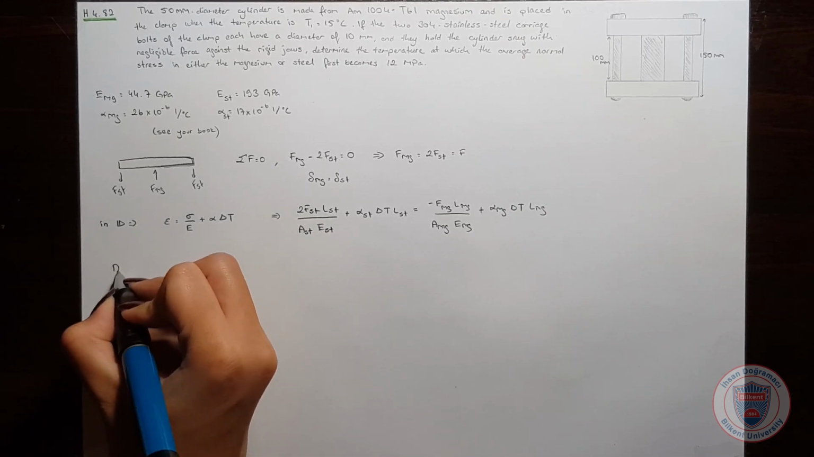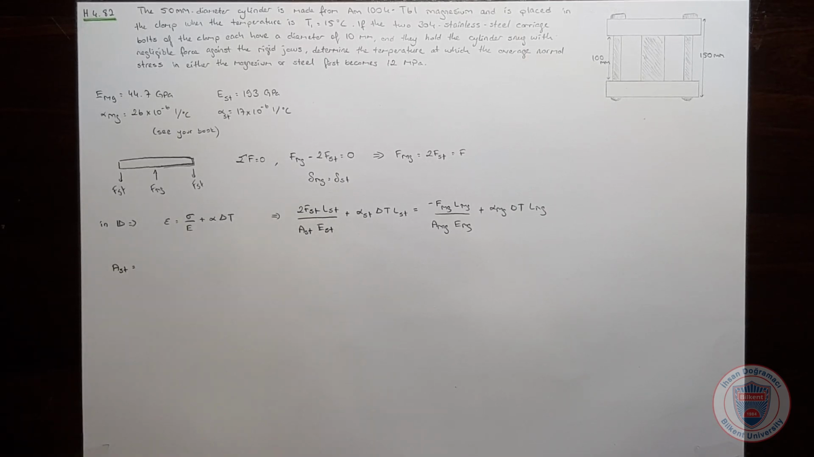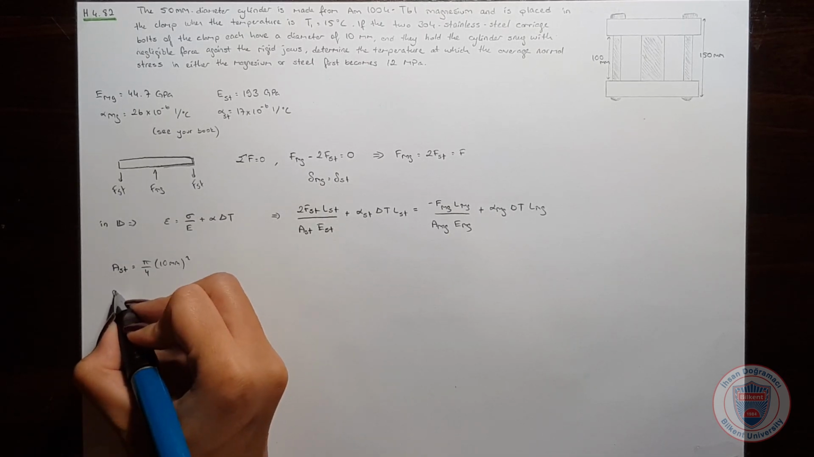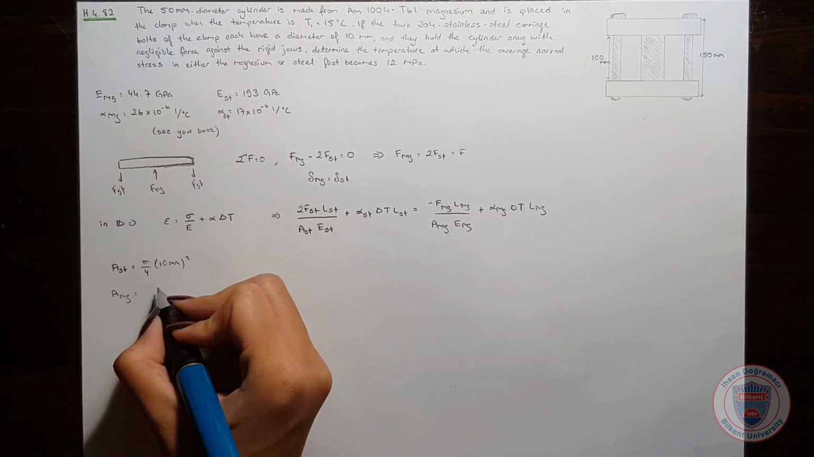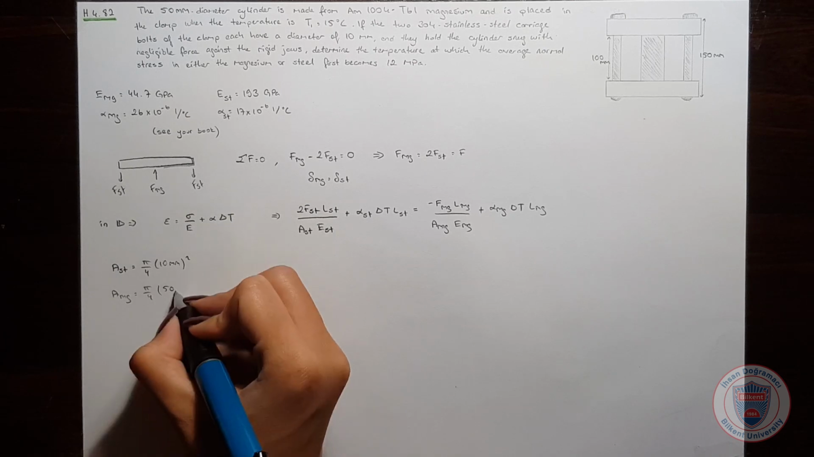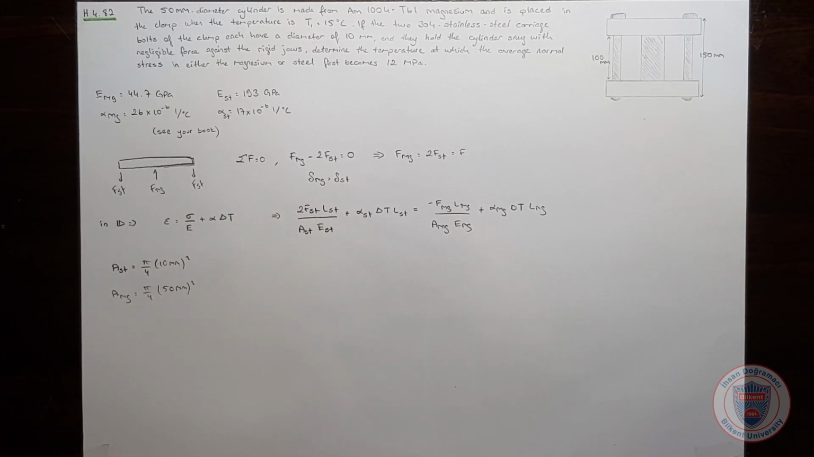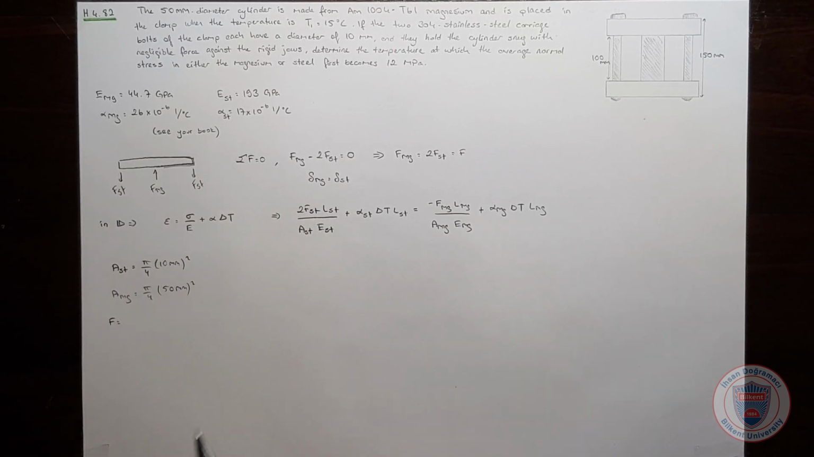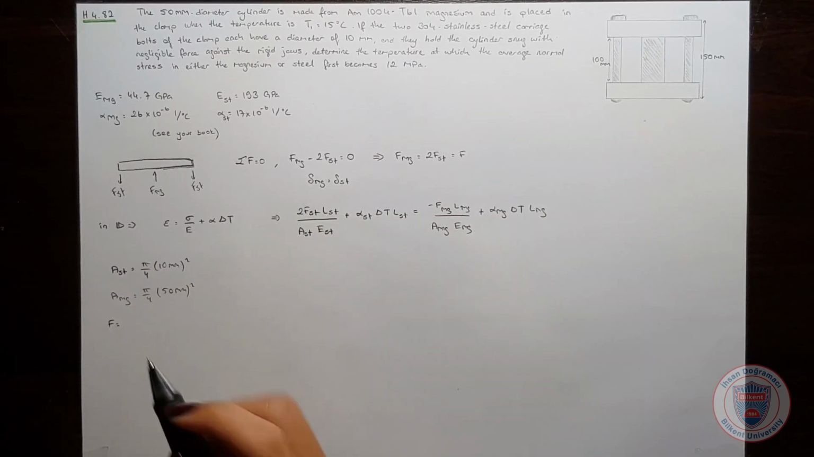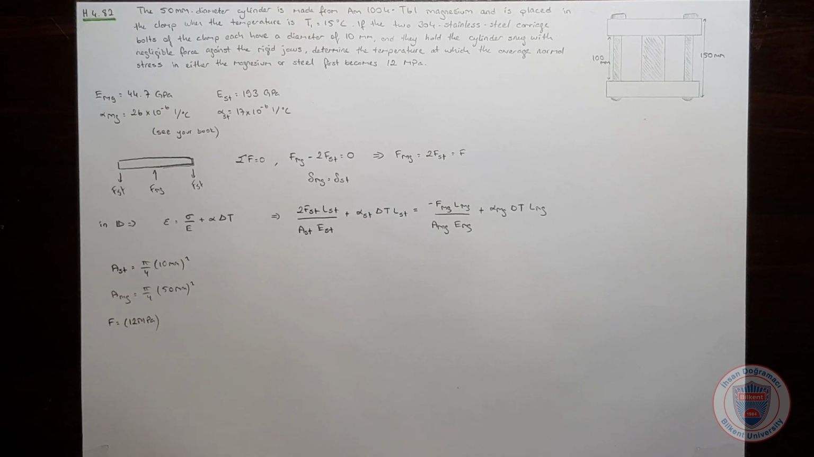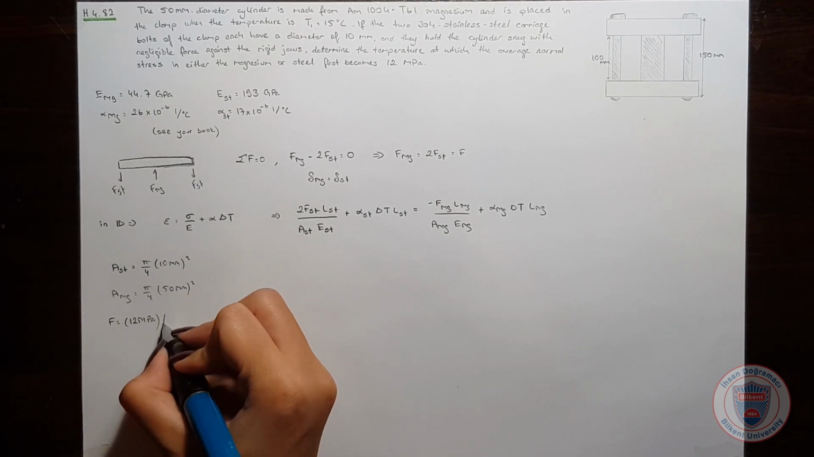So we know the area of steel is pi over 4 times 10 millimeters square, and AMG is equal to pi over 4 times 50 millimeters square. And we can also calculate F. Let's suppose the stress is 12 MPa. We will multiply it by the area.